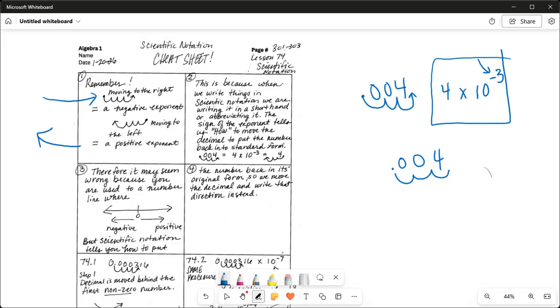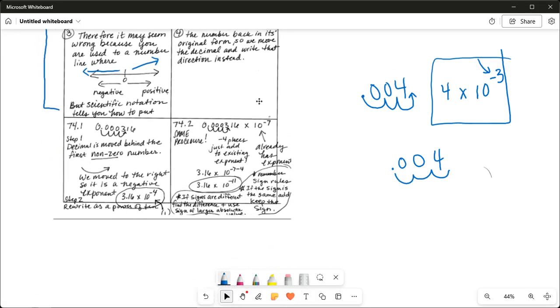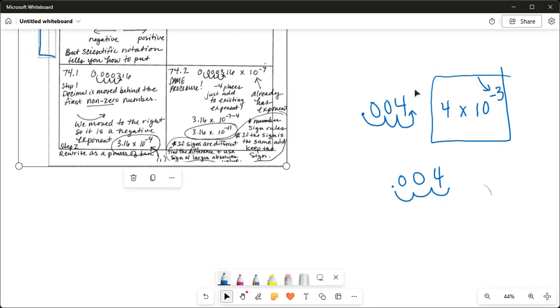Okay, so that's why the signs are kind of opposite. It might seem wrong because you're used to a number line where to the right is positive and to the left is negative. But scientific notation tells you how to put it back in its original form. So we write it in the opposite direction.